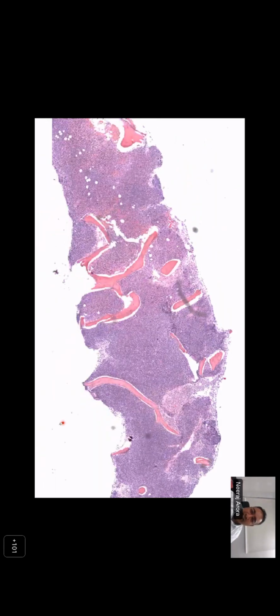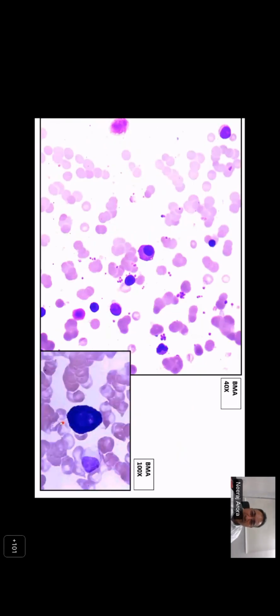And on the right end, can you go back? On the right side, you have a cell which is seen. Would anybody like to comment on the bone marrow aspirate, the right end? What is this cell? The mast cell. This is a mast cell, and very nice.